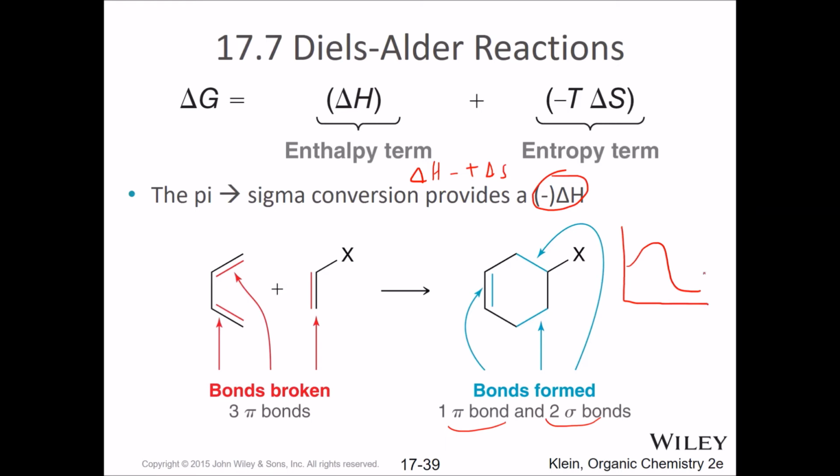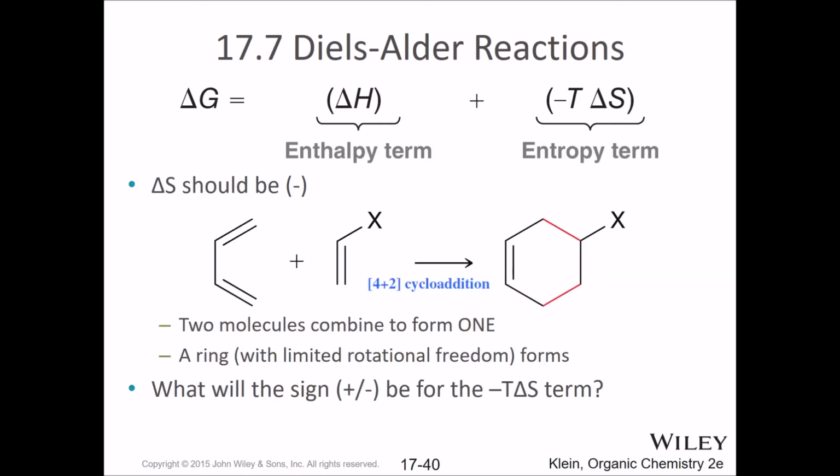All right, but the entropy term, what is that? So in the entropy, we have not only 2 molecules that are combined into 1, but we also have a ring that's being formed, and that's got less freedom to flip around.